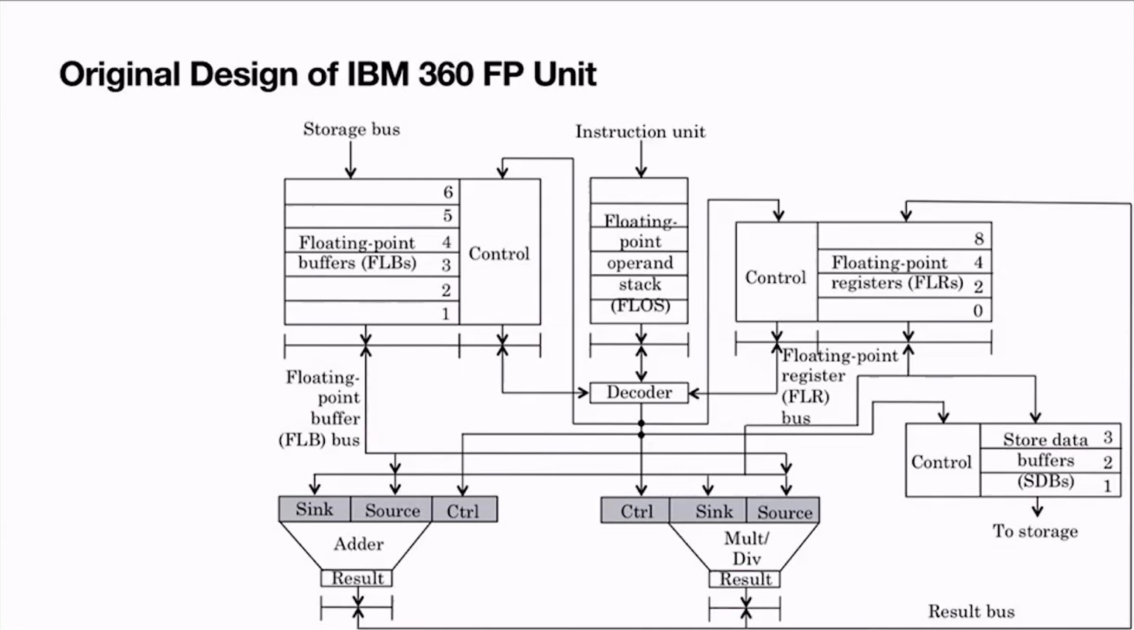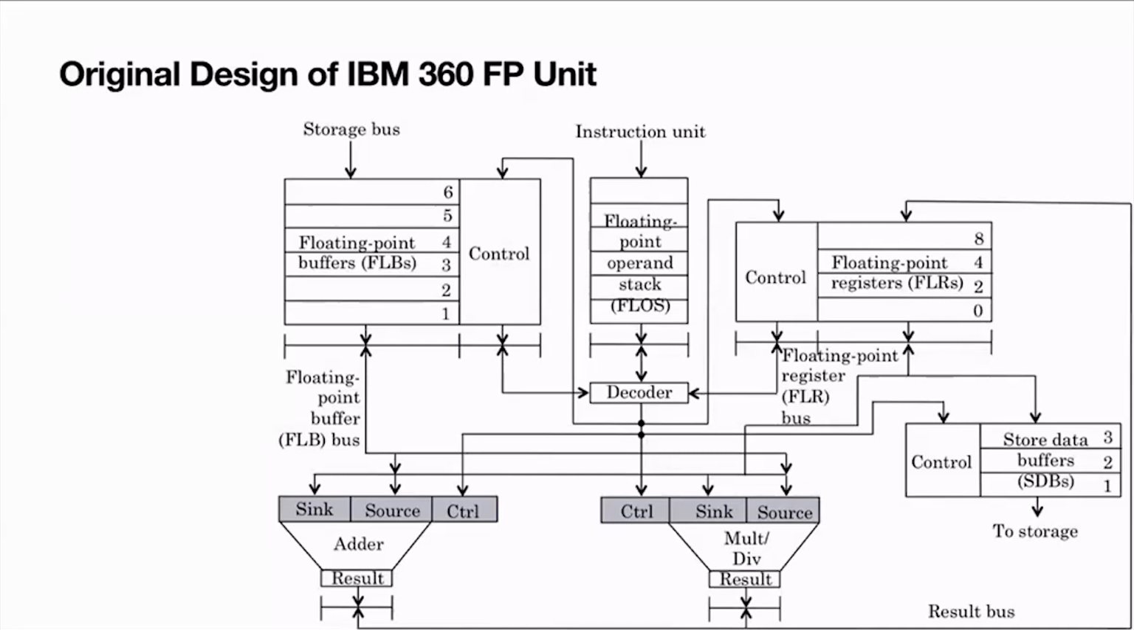And it can read the operands either from a floating point register file, FLR, or it can read the data from the memory, the storage. So actually from the storage, the data will be put into FLB, floating point buffer, and from there it will be reading the data. And once the operands are available, then the instruction is sent to the appropriate function unit. And because the function unit is not pipelined, it occupies that unit for X number of cycles to execute that instruction. And once the result is available, it will be sent on the result bus, and that will be sent to this FLR, floating point registers.